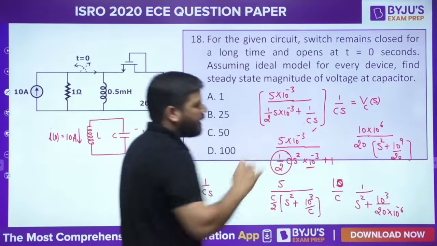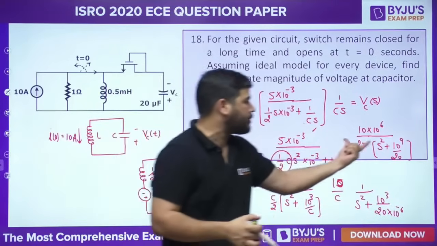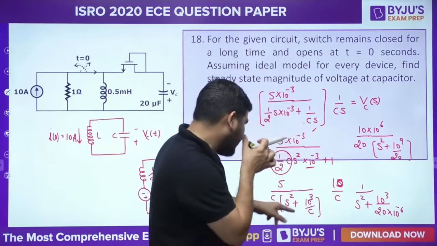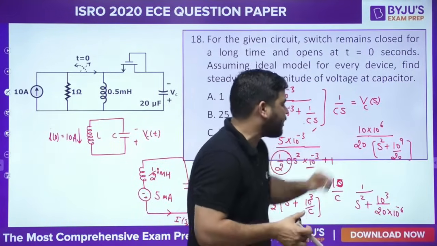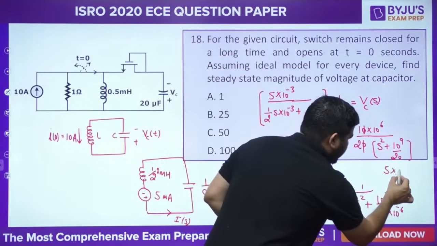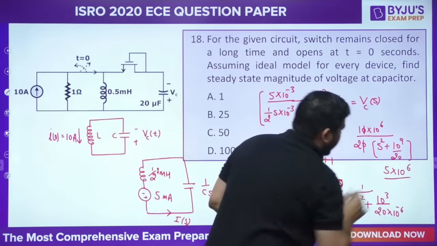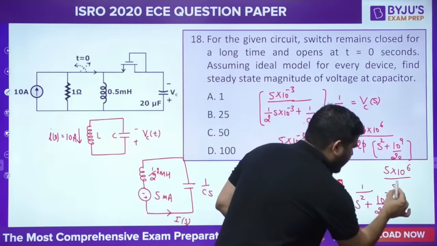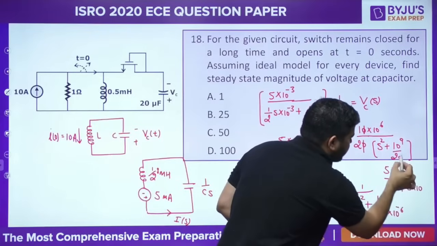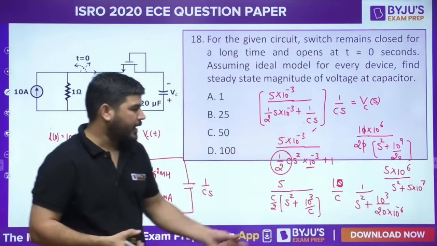Fine, and you have to take the Laplace inverse of this, and you have to calculate the steady state value of this. I hope it is clear. So now you can see that it is 10 and C value is 20 micro. So here in the numerator it is cancelled, and in the numerator you will get 5 into 10 to the power 6 divided by S square plus 5 into 10 to the power, tell me guys, 5 into 10 to the power 7, I suppose. Okay, you will get this.